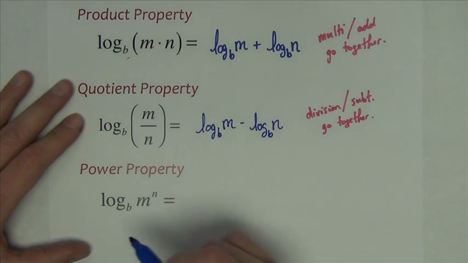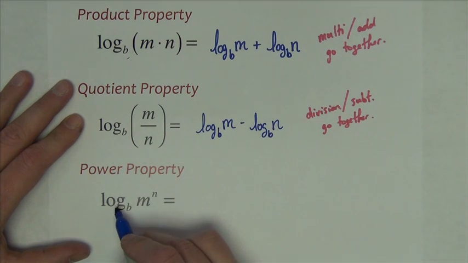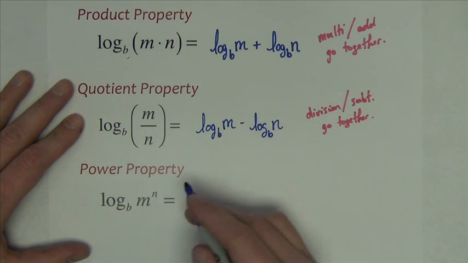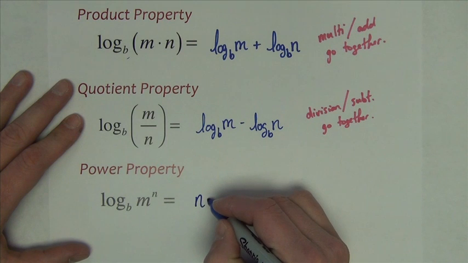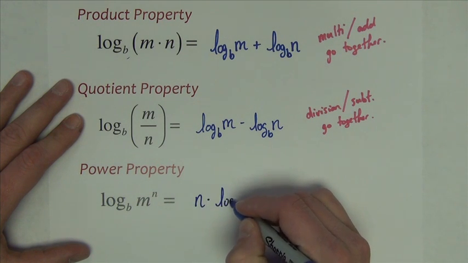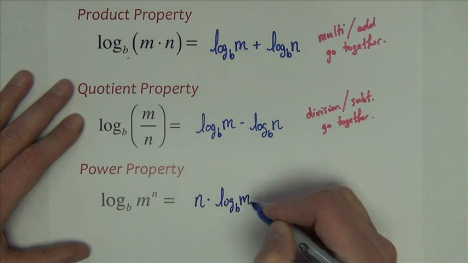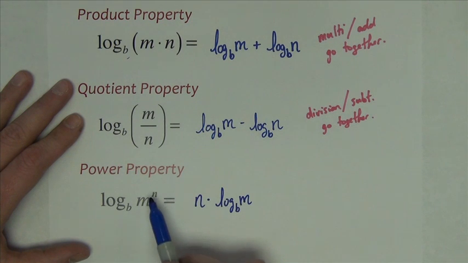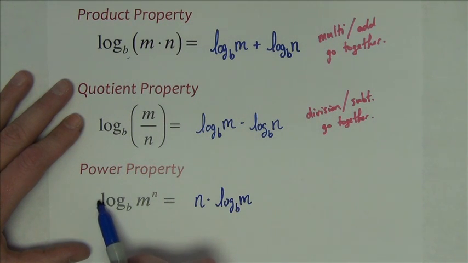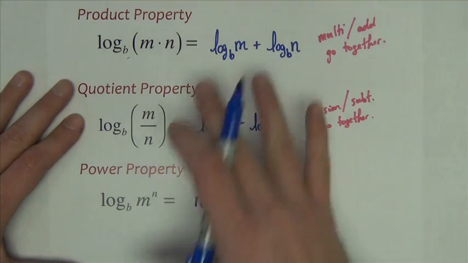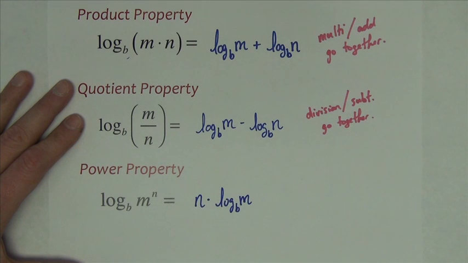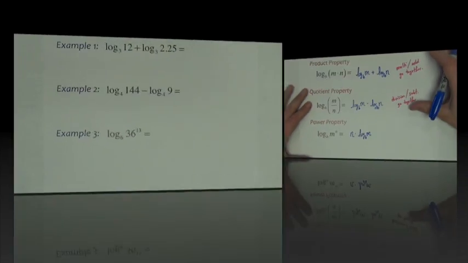This other property is a power property of logarithms. It says log base b of m to the nth power is equal to n times log base b of m. So the power n is able to move to the front of the logarithm and multiply the logarithm. Alright, let's see these three basic properties and three examples on the next slide.